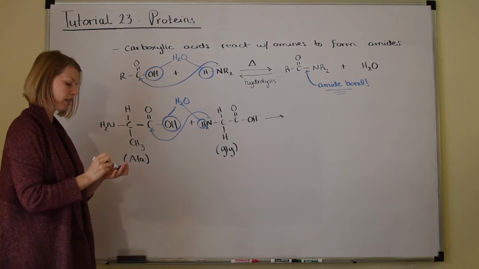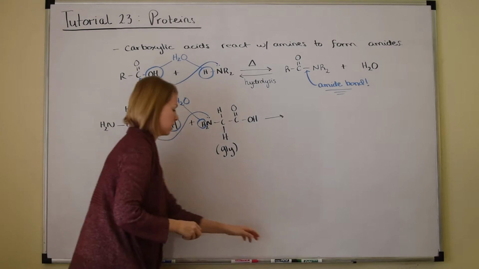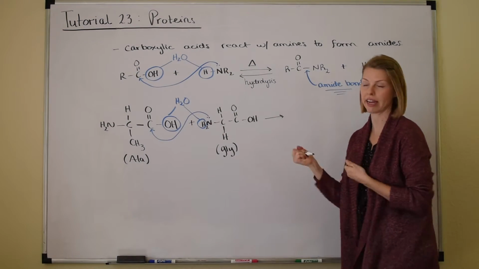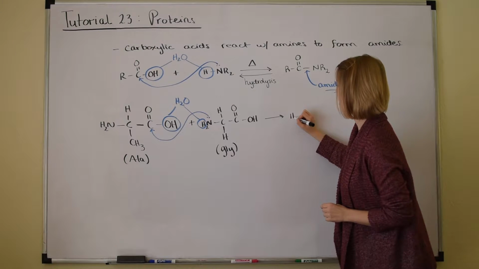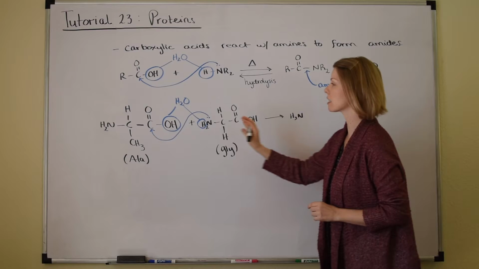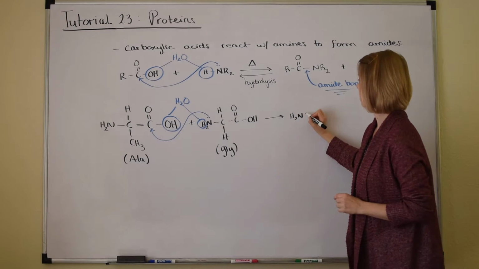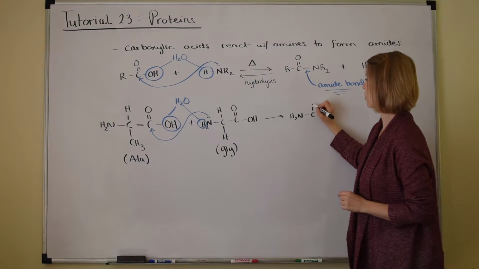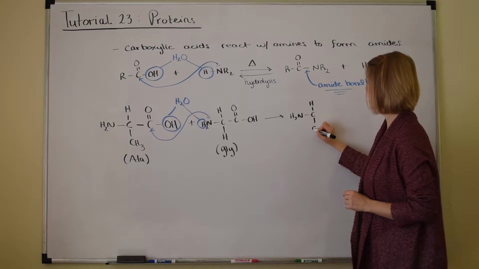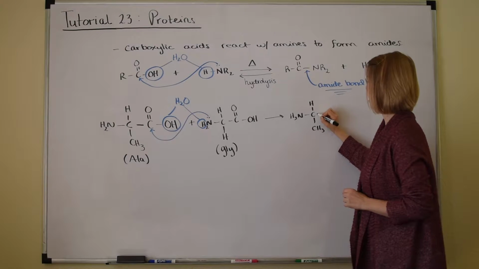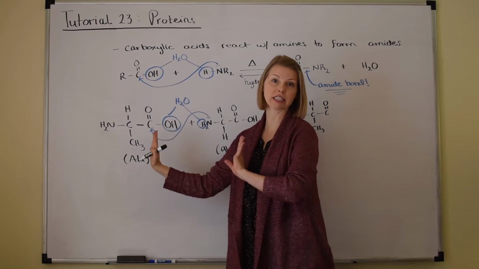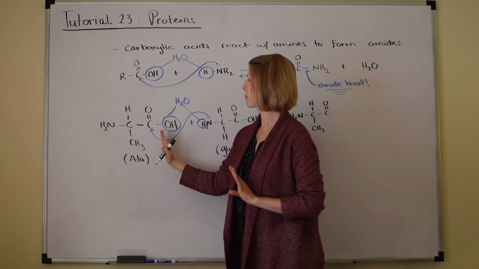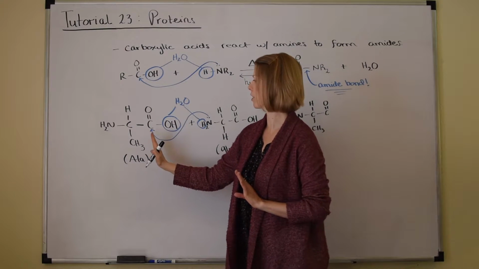Okay, so what does our product look like? We're going to have a free amine still from the alanine, our alpha carbon of alanine, and our carbonyl from the alanine. None of this part of the molecule changed. That's all going to stay the same. Okay, none of those bonds got broken apart.